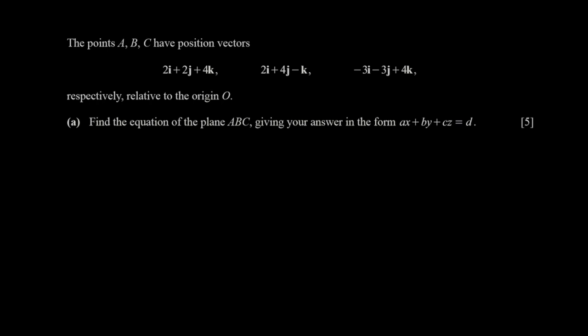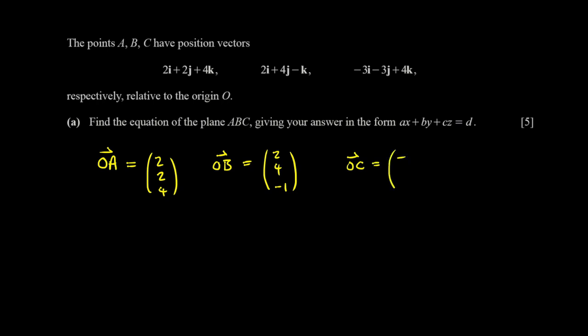Well, the first thing we're going to do is write out all those points in column vector notation. Basically, you want to use column vectors by default because it makes everything a lot easier. So OA is (2, 2, 4). OB is equal to (2, 4, -1). And OC is equal to (-3, -3, 4).